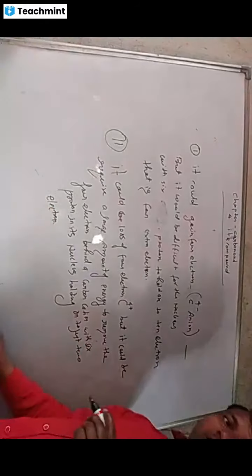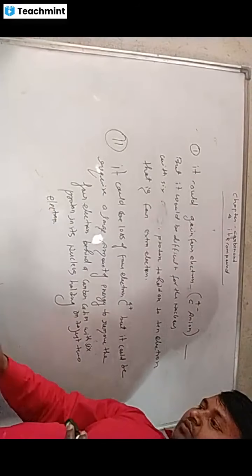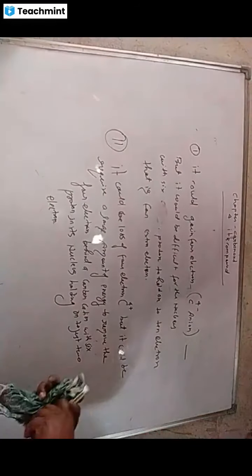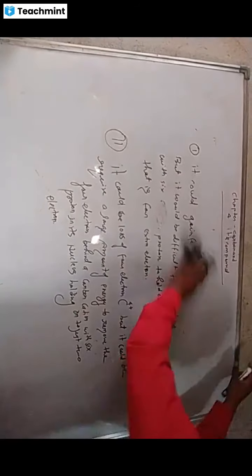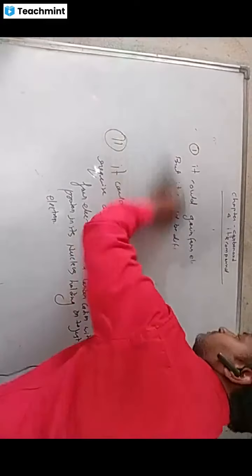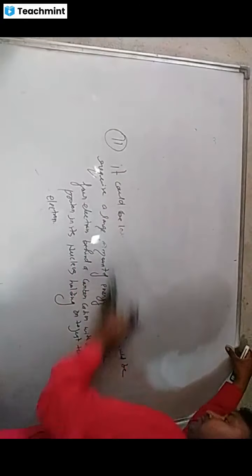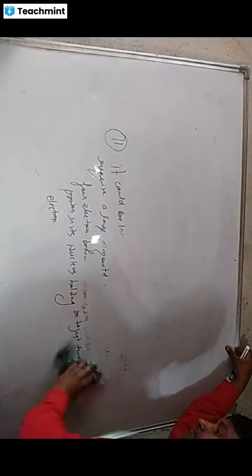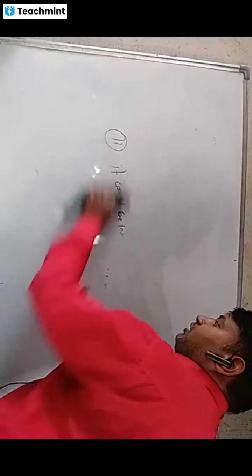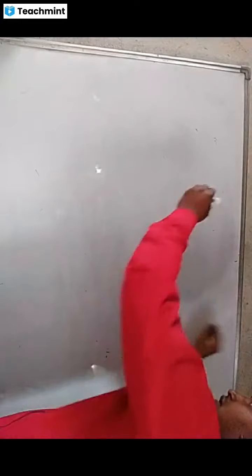Okay, now I will show you how these points work. What is covalent bonding and how to explain it? Example of the covalent bond.